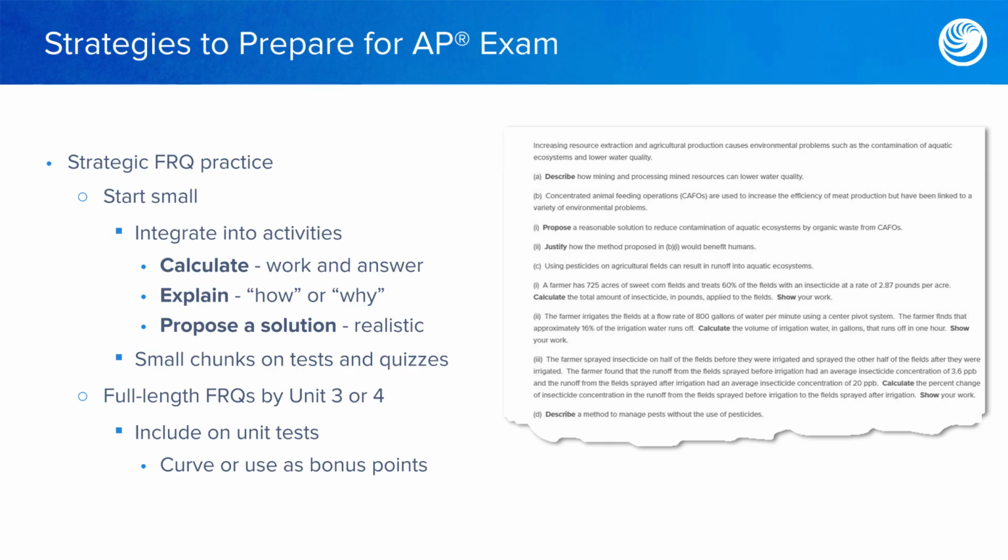Instead, either give a generous curve or make the FRQ bonus points for the multiple choice portion of the test. If you go the bonus point route, students will likely answer a few questions unless you tell them you can only receive bonus points if they make a valid attempt at each part in the FRQ.